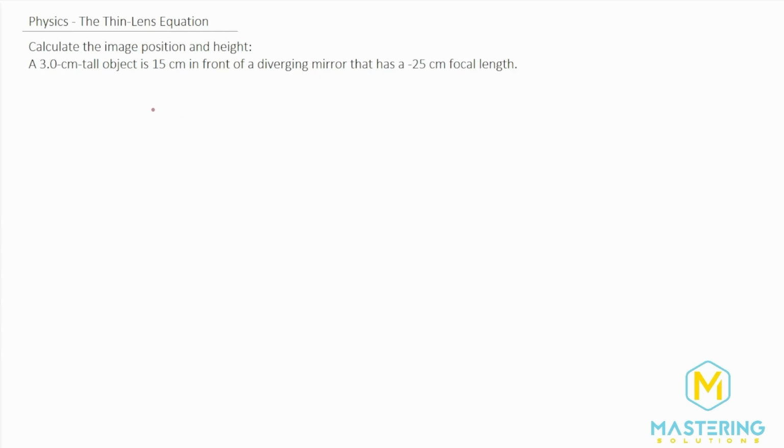image position. We're told that the power of a lens or a mirror is equal to 1 over the focal length. And since we have a diverging mirror, this will be negative, like it said in the question. That is also equal to 1 over the image position plus 1 over the object position. We're just going to use this section, of course, and we're trying to isolate the image position. So let's minus 1 over the object position. So 1 over s prime is equal to 1 over f minus 1 over s.